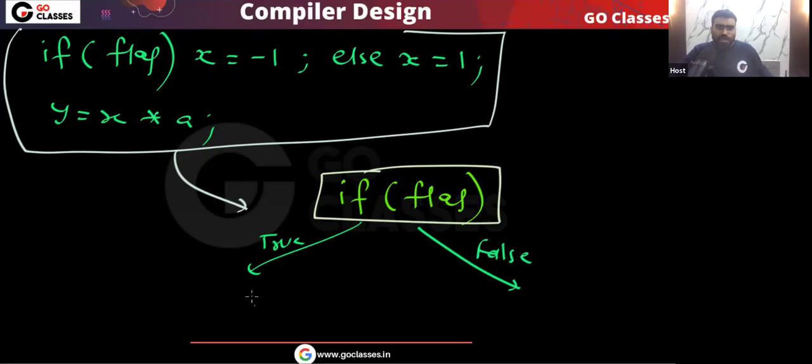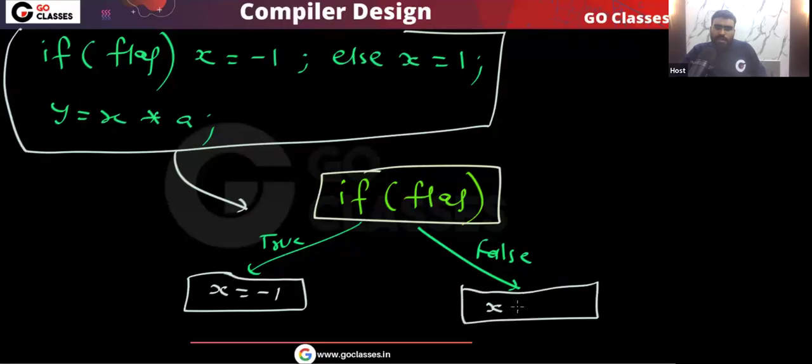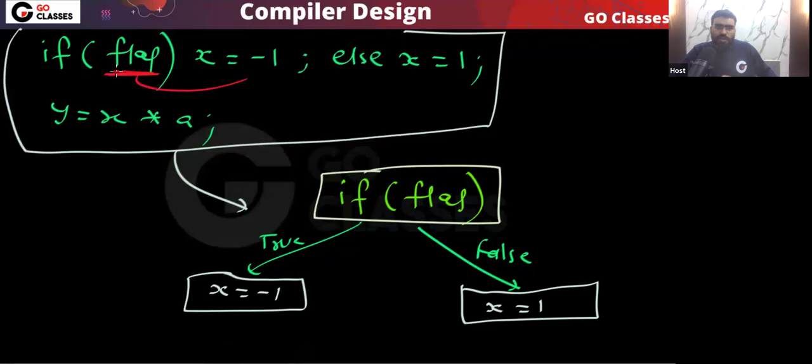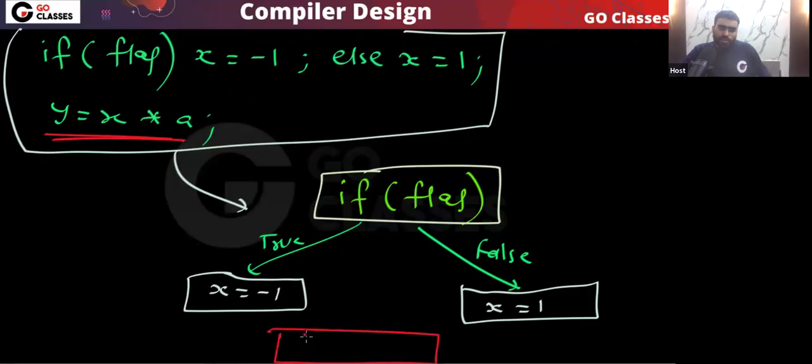If flag is true, then what will execute? Then x equal to -1 will execute. If flag is false, then what will execute? Then x equal to 1 will execute. Yes or no? Is this clear? If this is true, you will execute this. If this is false, you will execute this. So very simple. And whatever you do, at the end, you need to execute y equal to x multiplied by a. This is what you need to execute at the end. Clear?